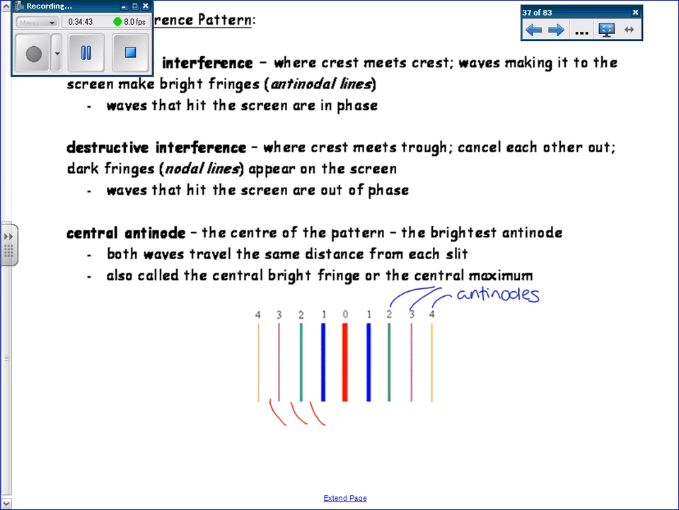So the spaces in between are called the nodes, or nodal lines. So the bright spots are the antinodes, the dark spots where there is no light are the nodes, which to me always seems backwards, but that's the terminology that was developed.